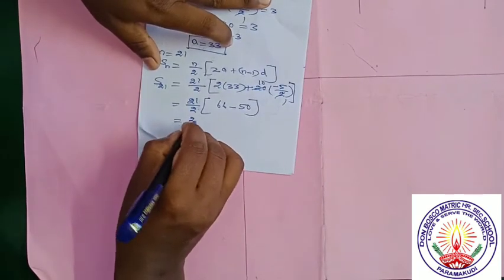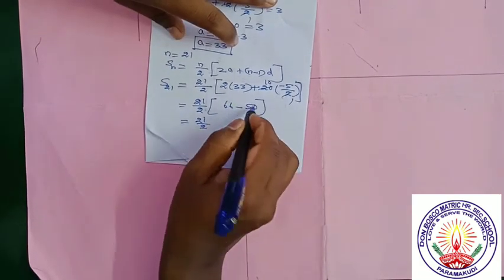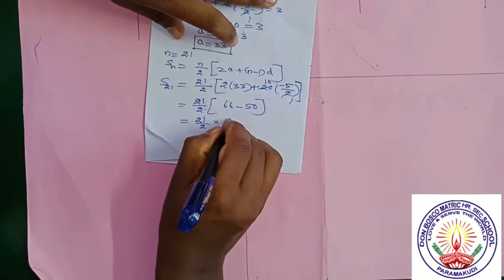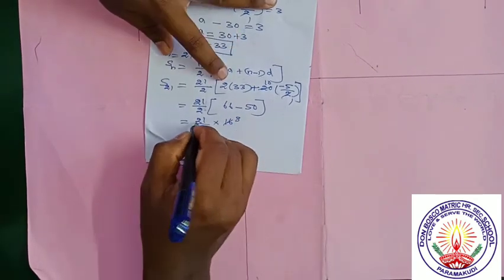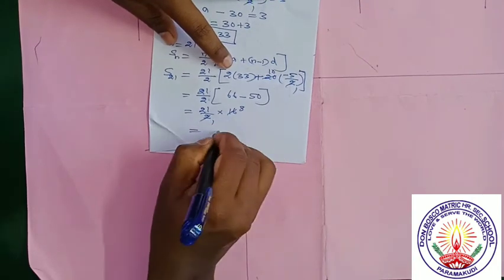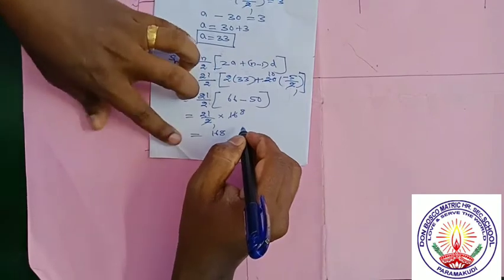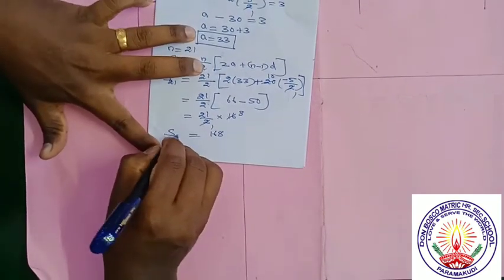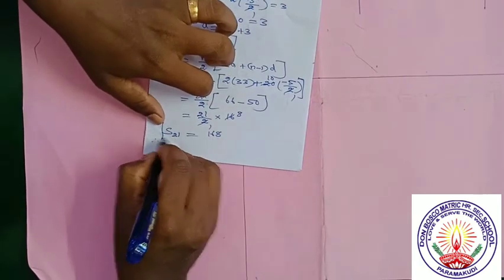Now it is equal to 21 by 2 into 66 minus 50, now we have to subtract, which is equal to 16. 1 2 is 2, 8 2s are 16. Now we have to multiply. 1 8 is 8, 2 8s are 16. So the answer is 168. Yes, 21. Therefore, finally we have tried.